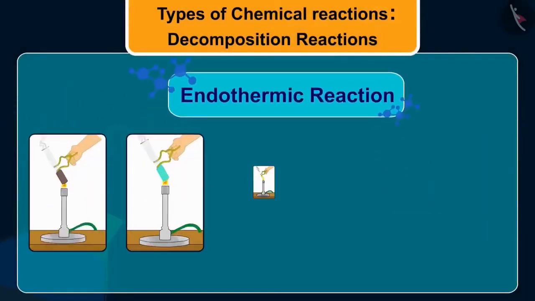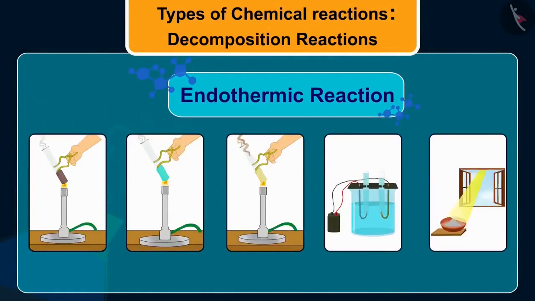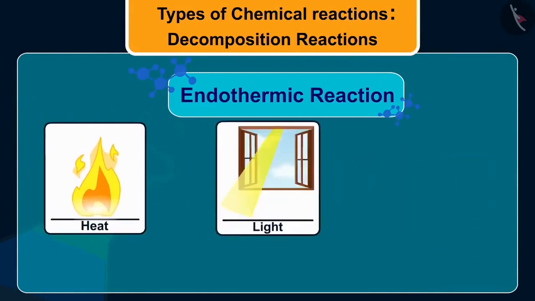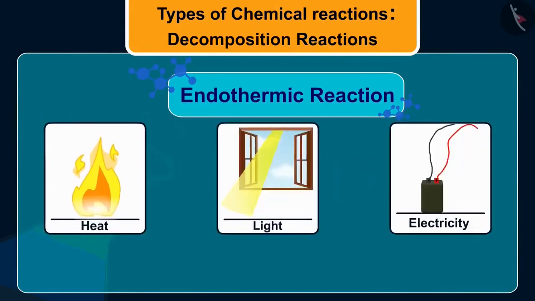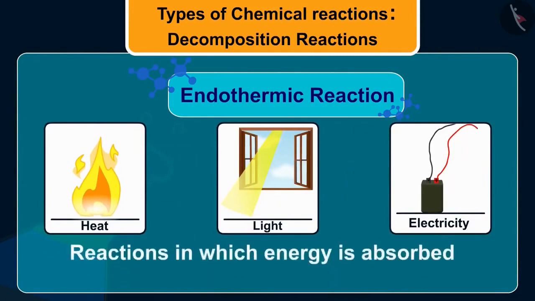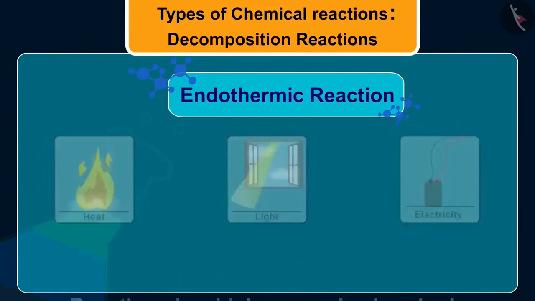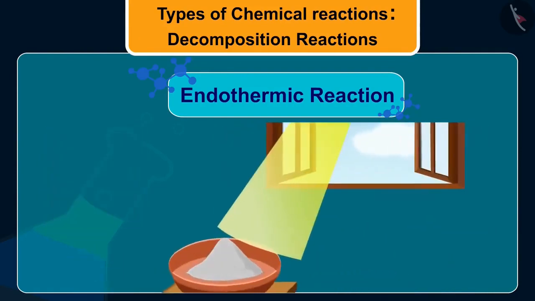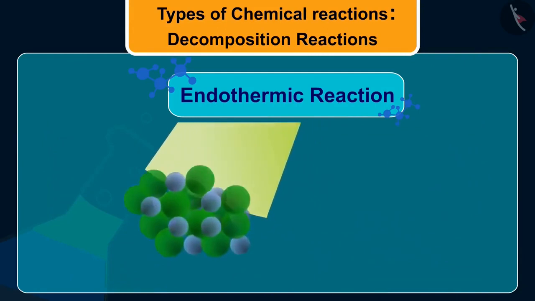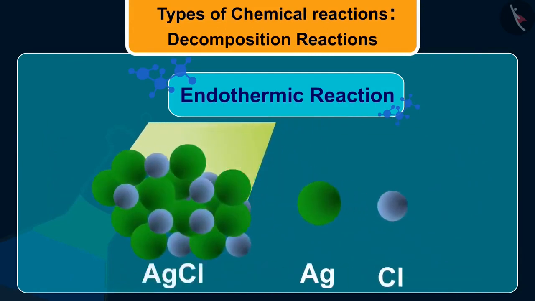Do you know these decomposition reactions always require some energy? This required energy is either in the form of heat, light, or electricity for breaking down the reactants. Reactions in which energy is absorbed are known as endothermic reactions. Absorption of energy causes the breaking of the bonds present in the reacting substance, which decomposes to give the products.